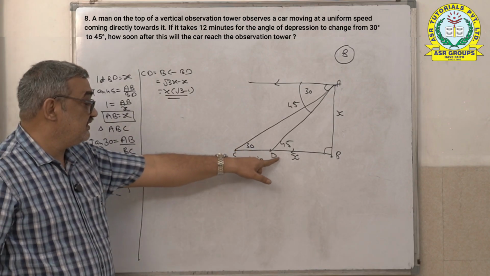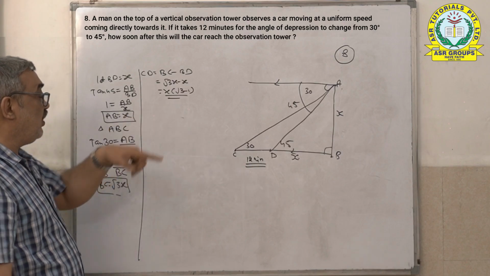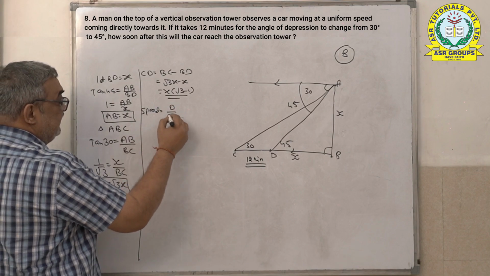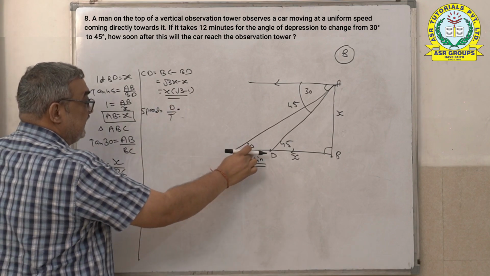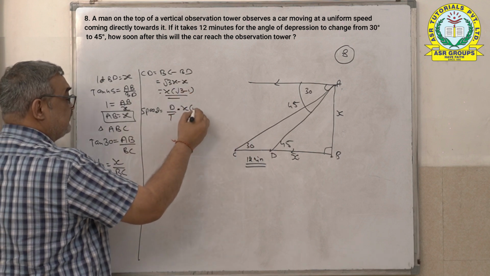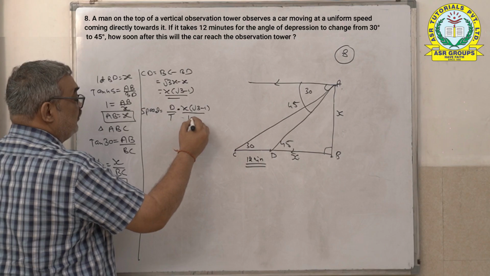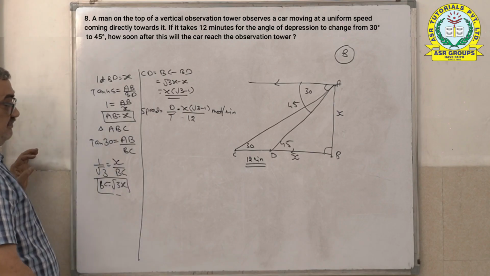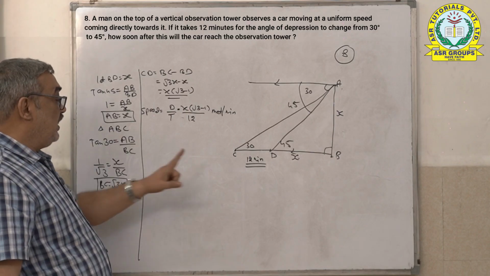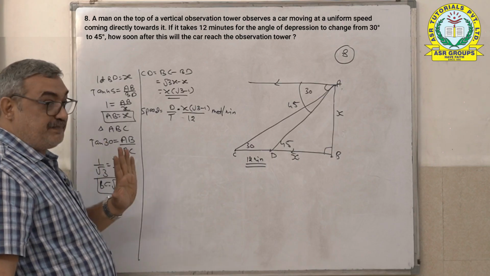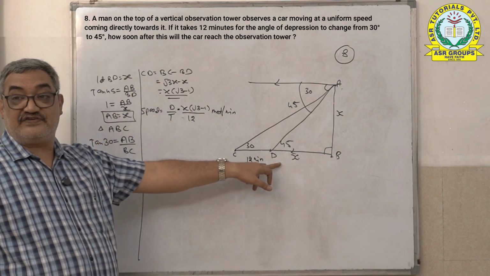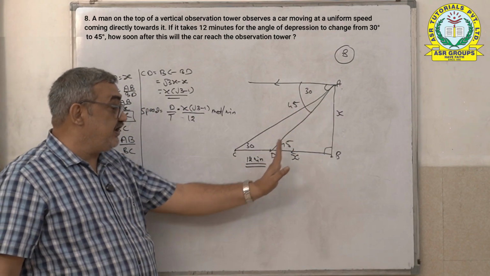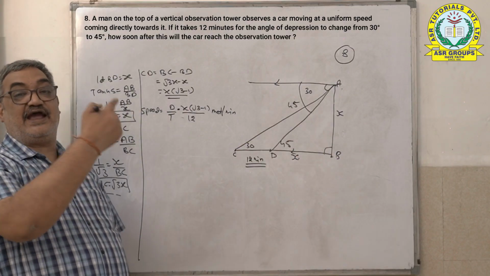I know distance. I know time. Find out speed. Speed equals distance upon time. This distance is x root 3 minus 1 upon 12. So this is meter per minute. Now the boy calculated the speed. Now he knows the speed and he knows this distance. He'll calculate how much time it will take to reach from D to B, so he can come down and meet.